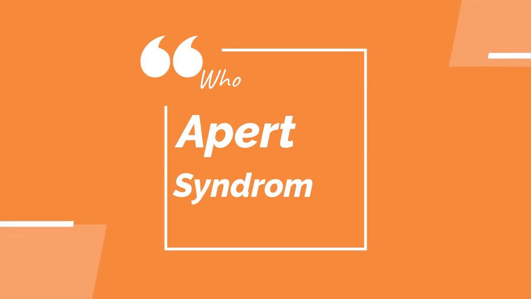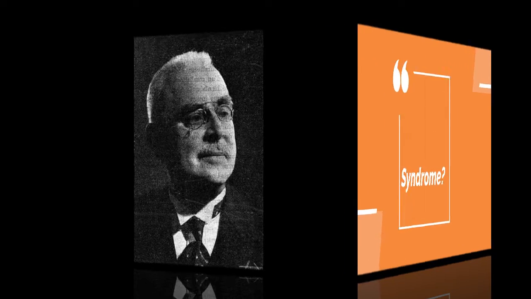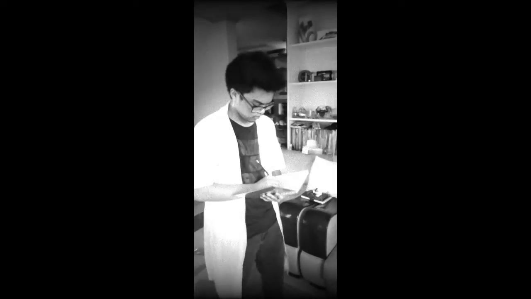Now, regarding who discovered Apert syndrome, it was a French pediatrician named Eugene Apert. He is well known for his description of Apert syndrome, which he diagnosed in 9 cases in the year 1906. So what are the symptoms of this genetic disease?